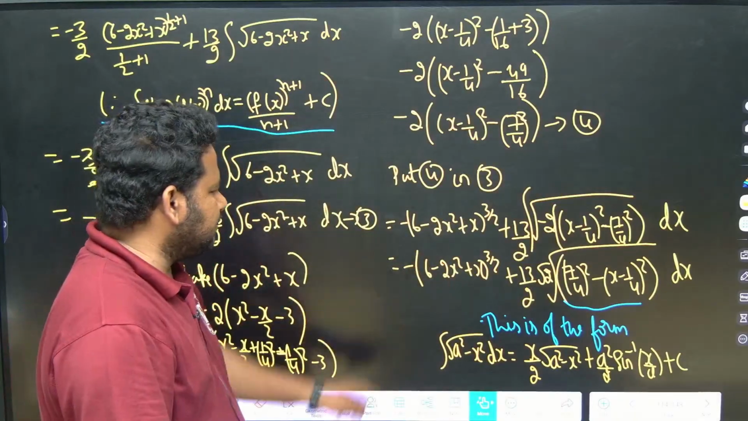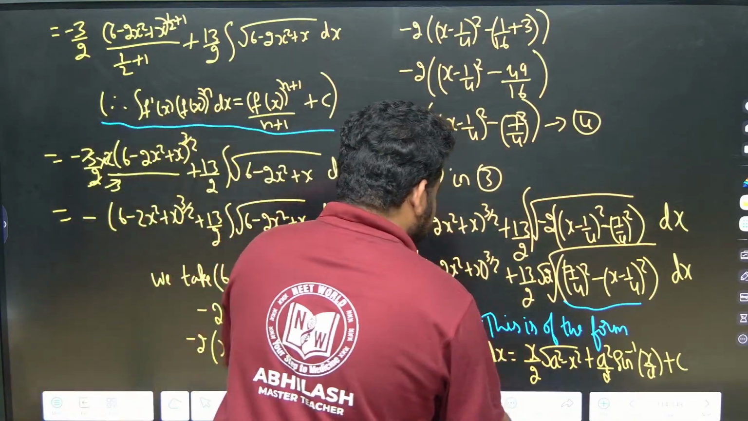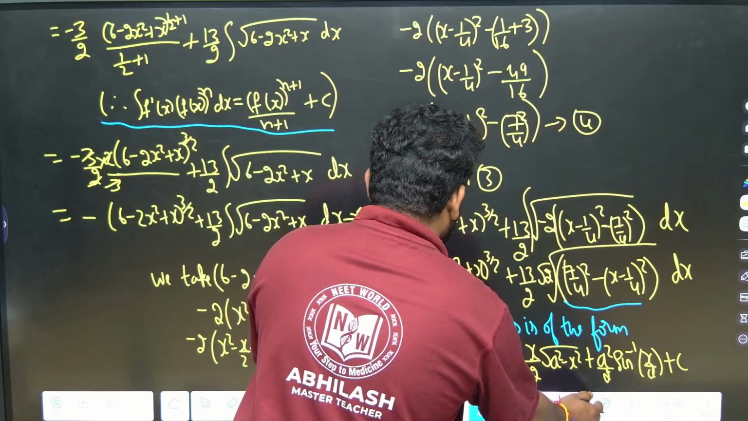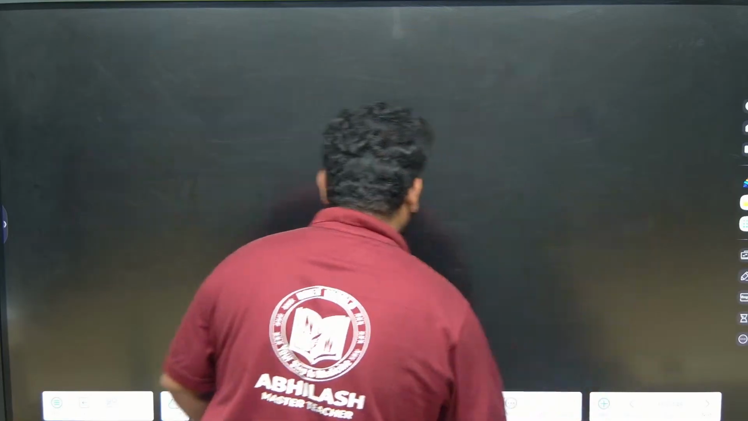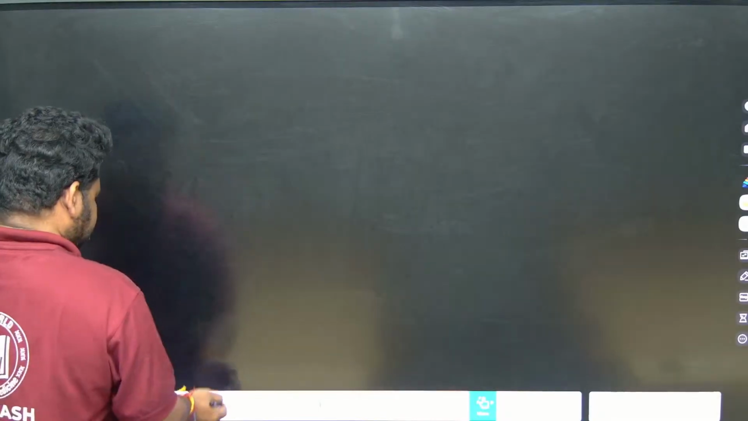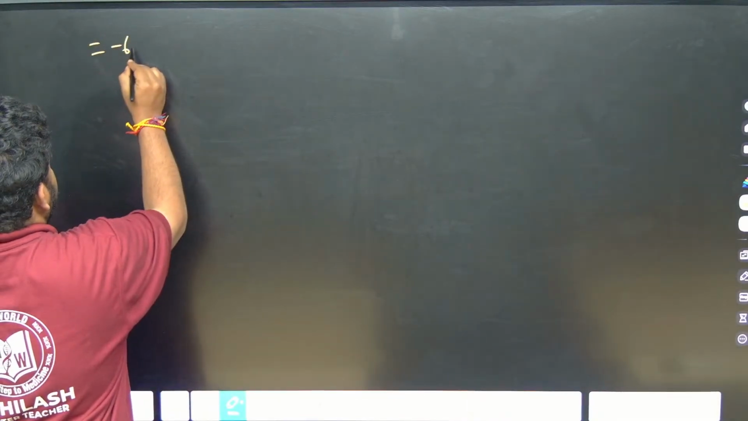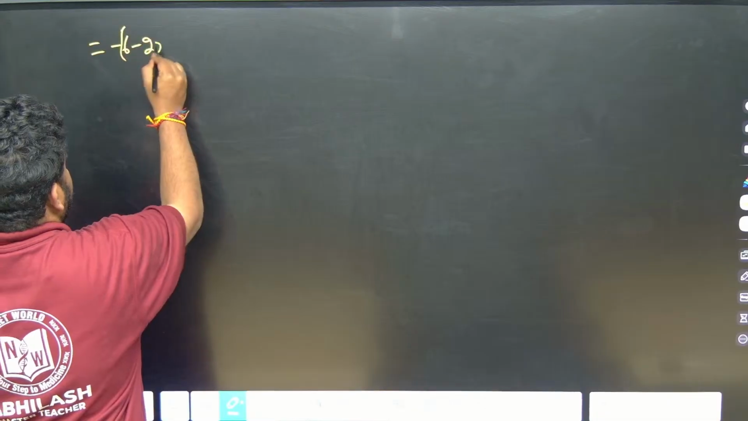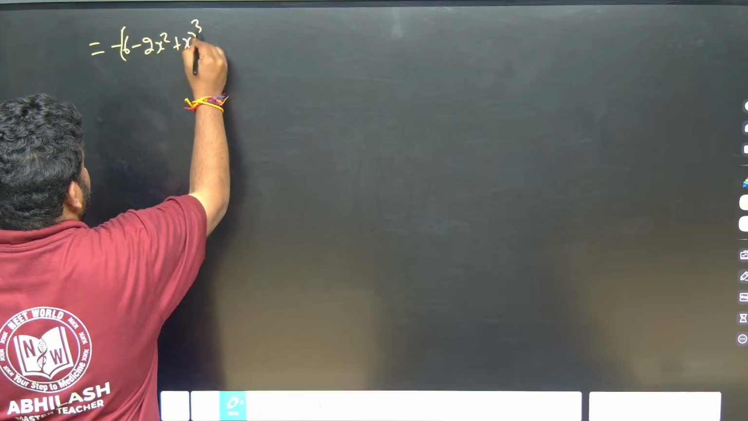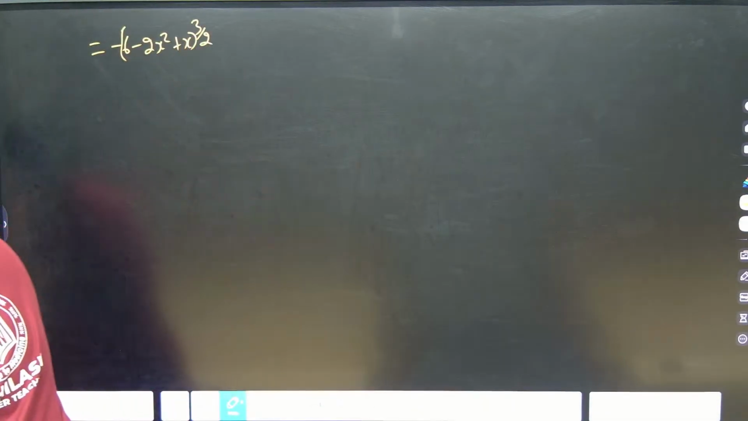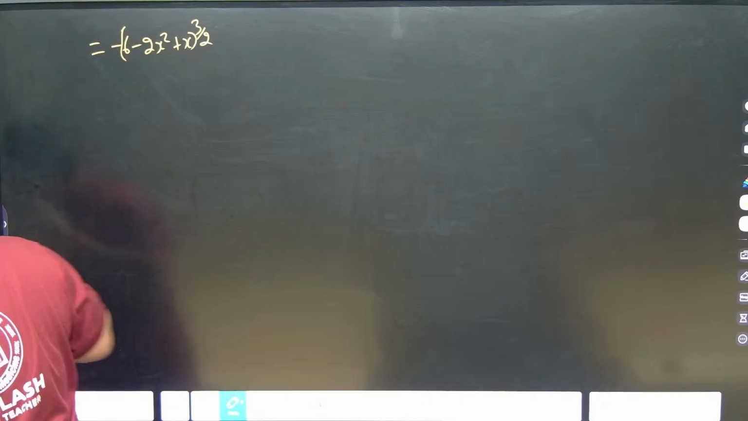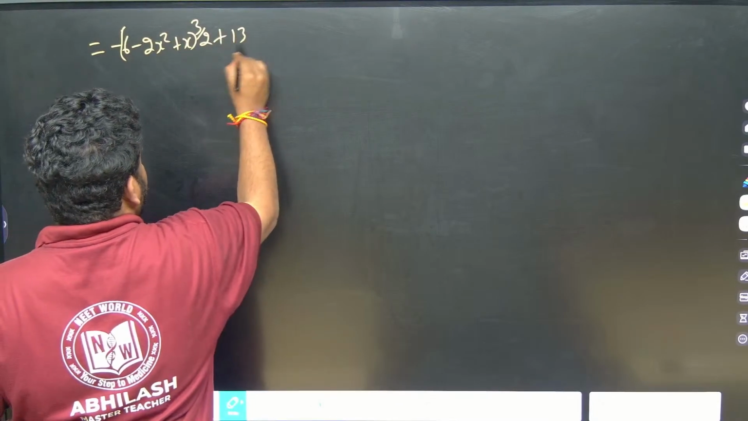So this will become equal to minus 6 minus 2x square plus x to the power of 3 by 2. So this should be equal to minus 6 minus 2x square plus x to the power of 3 by 2. What do we have? We have 13 by 2. So this will be 13 by 2 into x by a.